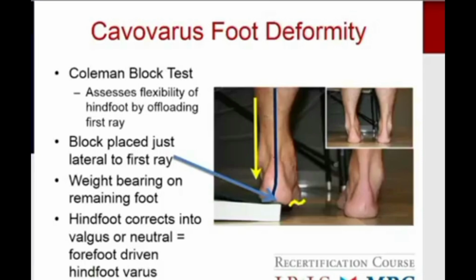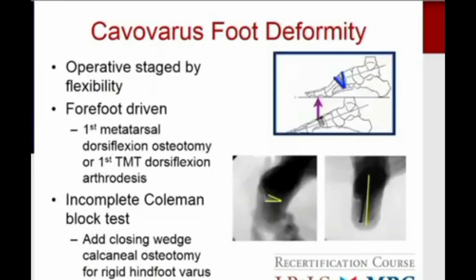As the patient applies pressure now on the book, if the forefoot is offloaded and the hindfoot tilts more into valgus or neutral, you recognize that this is a forefoot-driven cavo-varus deformity. It's important to recognize that, because this will depend on how we treat it or correct it. If we use the Coleman block test and the hindfoot stays in varus after offloading the forefoot, we recognize that it's not simply a forefoot-driven deformity. Instead, there's rigid hindfoot varus commensurate with that. And like I said before, this all helps us out with how we treat it operatively.